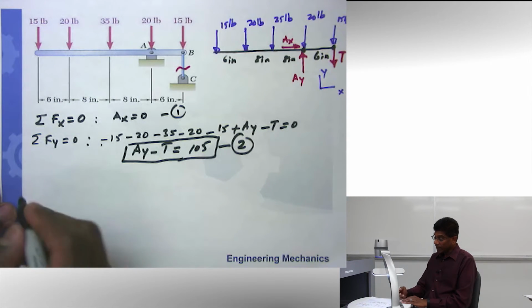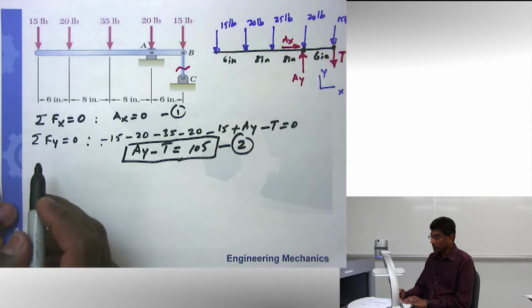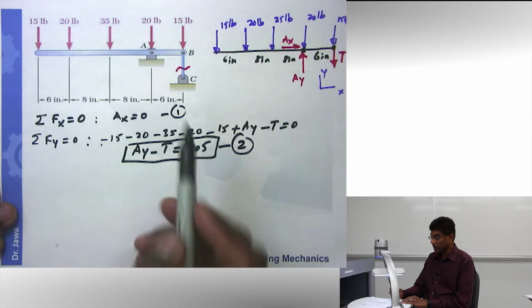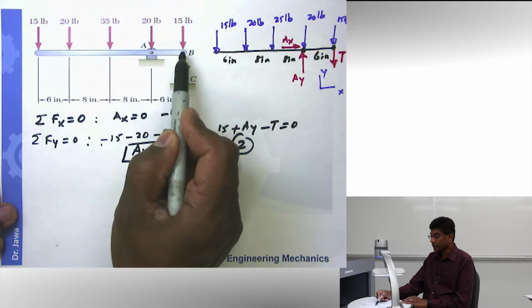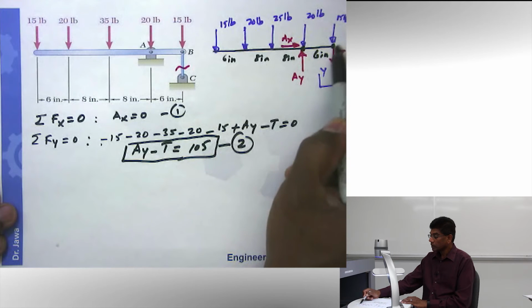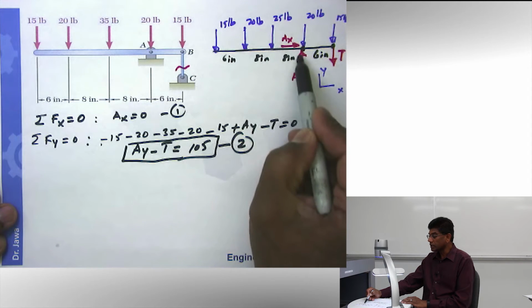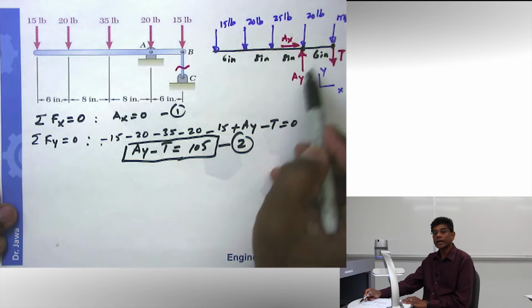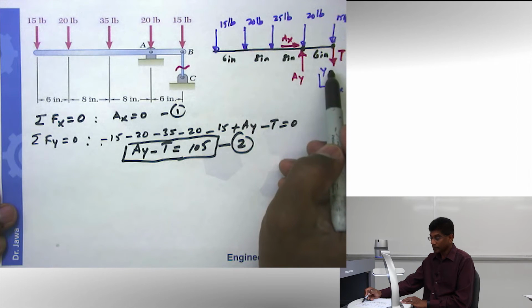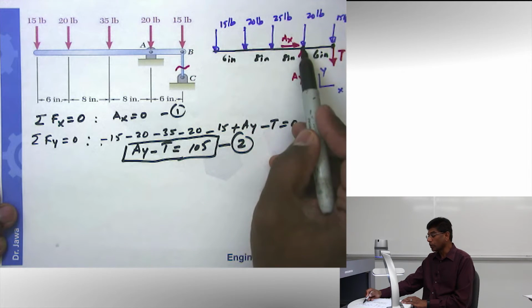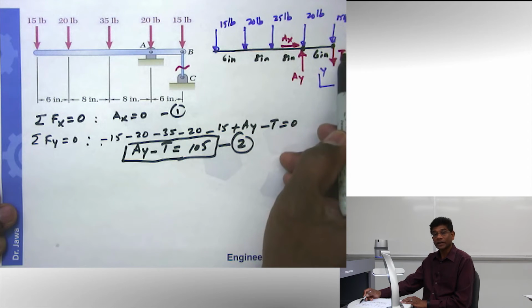The next step is, the easiest thing would be to take a moment about any of these points. I am going to take, for example, the moment about point B. If I take moment about point B, I won't have any moment due to the tension force T, because there is no moment arm. I'll be able to calculate all other moments, and since there is only one unknown, I will be able to find A sub y immediately. On the other hand, some of you may say that you're going to take moment about point A. That would be fine as well, in which case you would be finding T first.